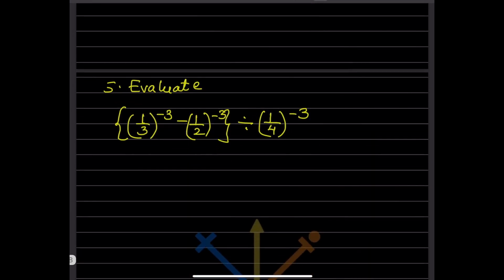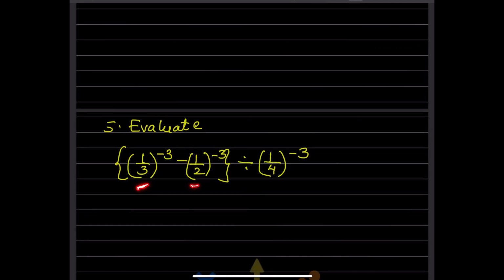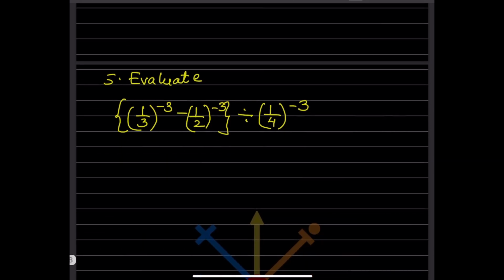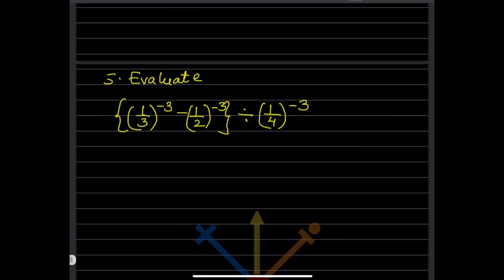So the next one here, now you can see the bases are different, but the exponents are the same. So if that is the case, or we can do one thing, we can make the first negative exponent positive. So you can write here 3 raised to 3, because this will get flipped over. Again this will get flipped over, so it is going to be 2 raised to 3, and here that is going to be 4 raised to 3.